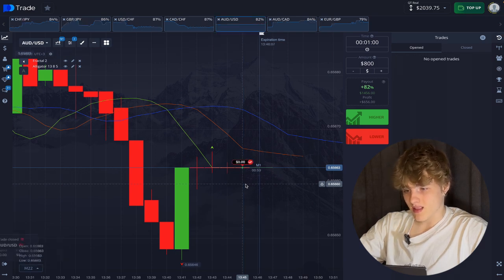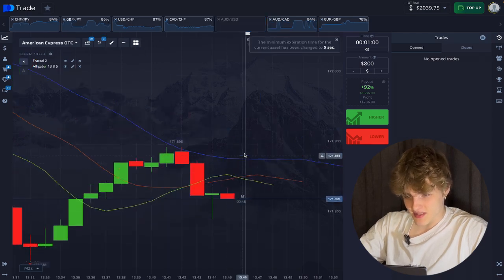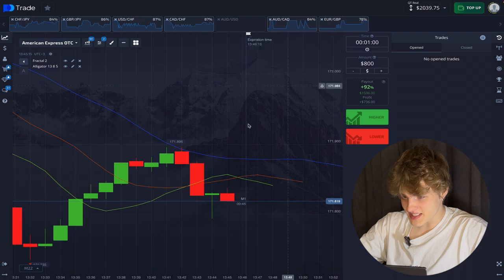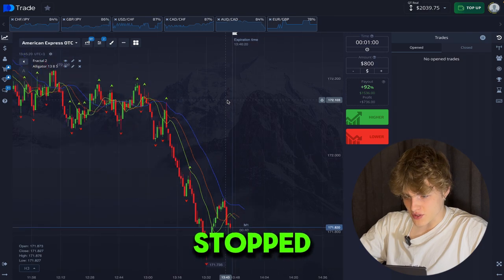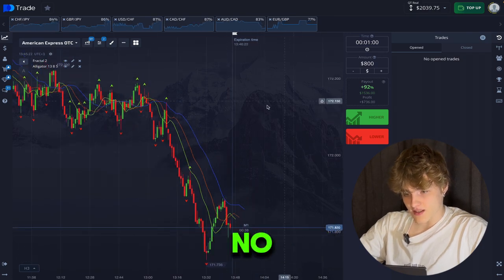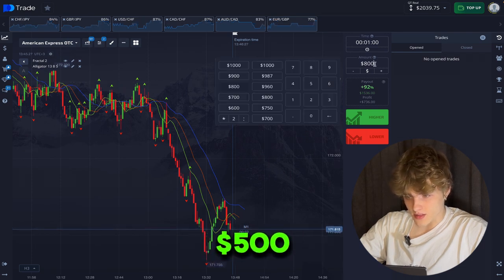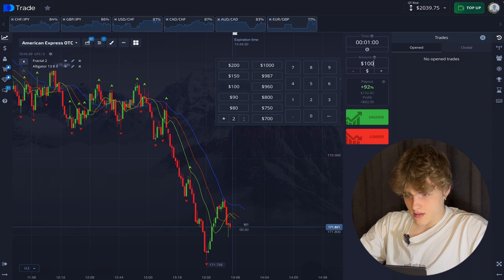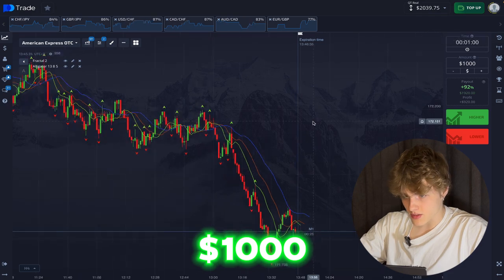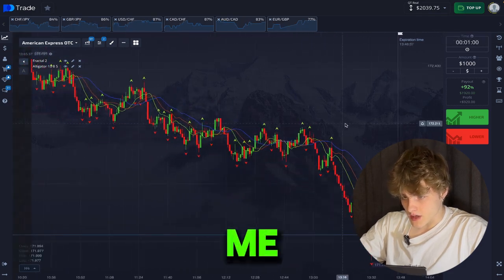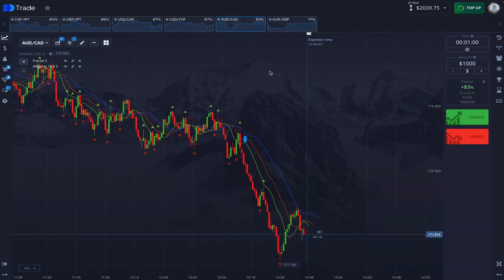Okay, we were a bit unlucky here. The price is staying still. It was quite an interesting entry into the trade. So the currency pair seems to have stopped working. Okay, no worries, it happens. We are already in profit by $500. So let's now open a trade for $1,000 to reach a profit that will satisfy me. So let's continue and select a new currency pair.